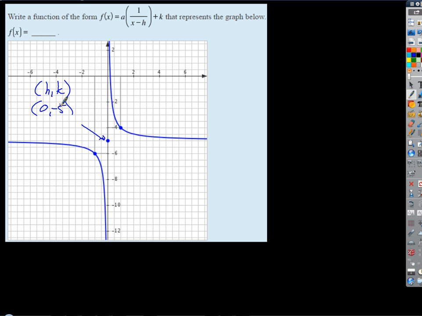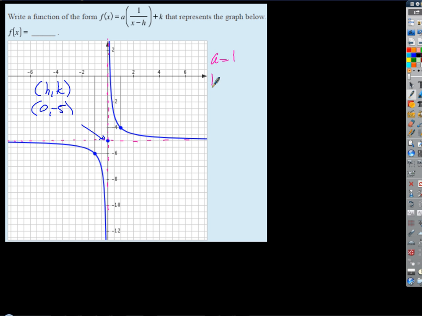So you put 1 over x minus h plus 5? Yeah, 1 over x minus h, but h is 0. So it's just 1 over x plus -5. What about a? From this point right here, remember, this is that important point, the one where the asymptotes cross. That's always where we're going to start off, and then we go normally over 1 and up 1. Well, that's what we did here, isn't it? So a is just 1. We don't need to include an a.